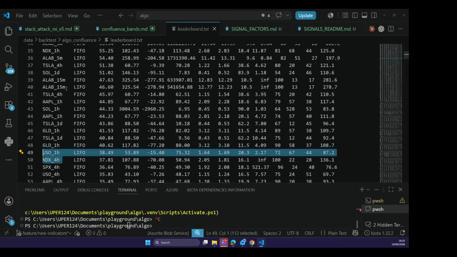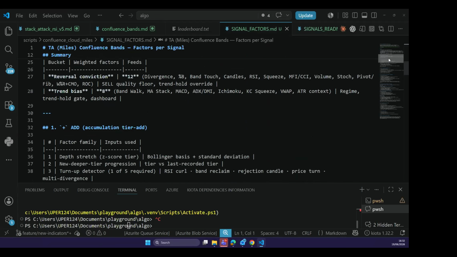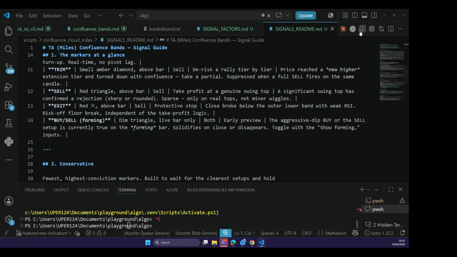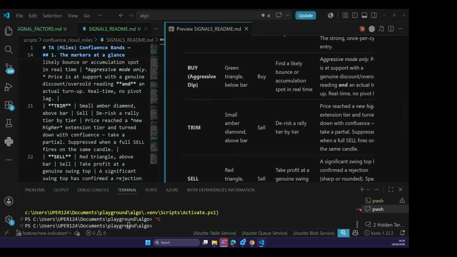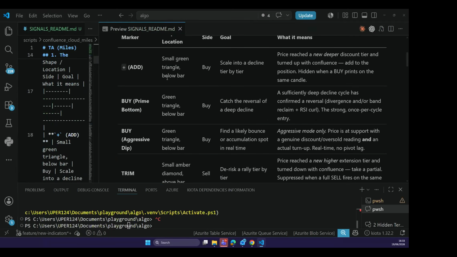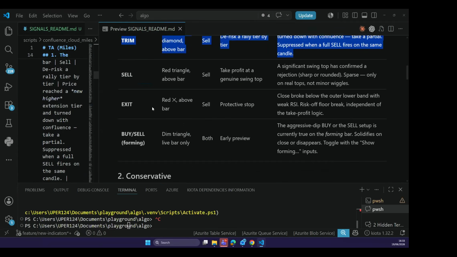So this is the system. There are also some other things in play. I'll share at some point, and Tom, I have not shared this with you, so sorry. But I will share documentation of what things mean, right? So the market at a glance, what add means, prime, right? So the buy, trim, sell, what everything means at some point.